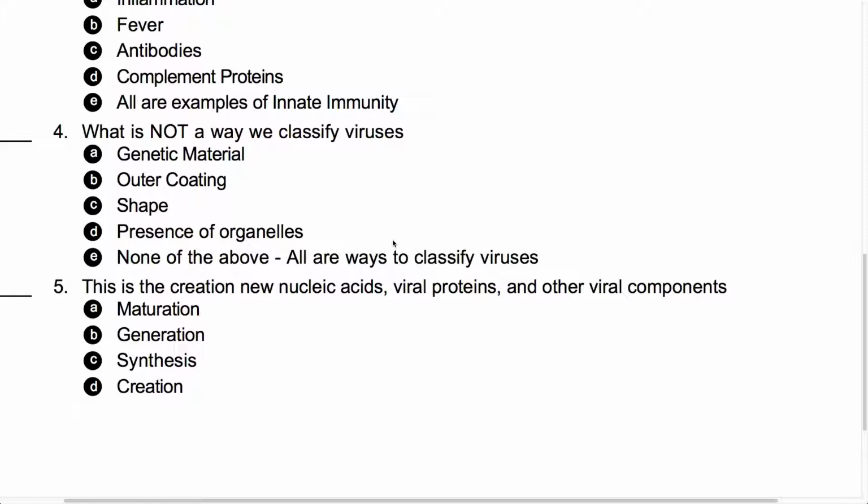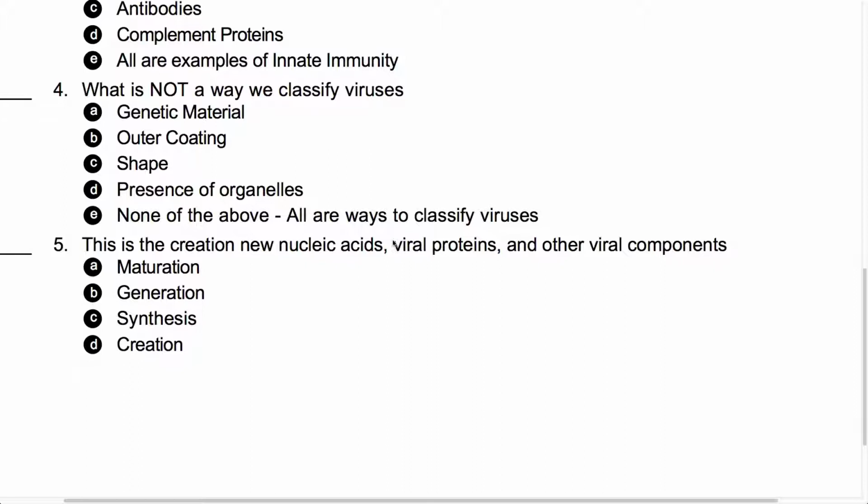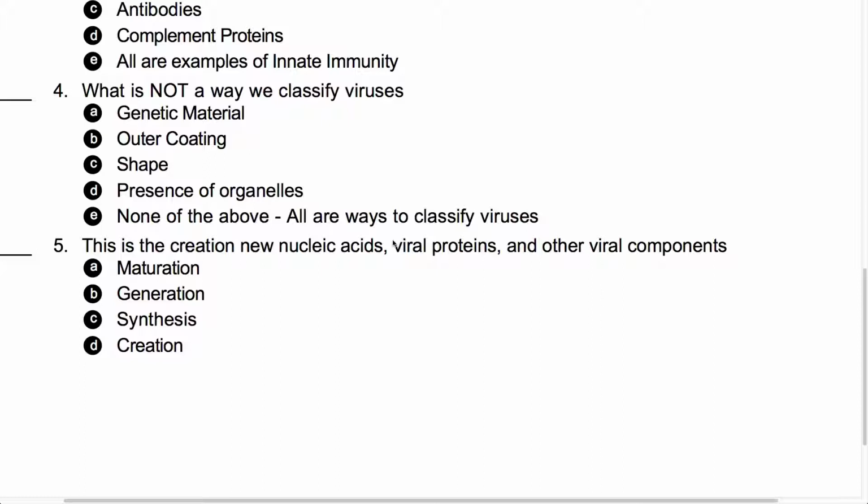Because viruses, by their very nature, do not have organelles, so we won't use that as a means of differentiation. Creation of new nucleic acids and viral proteins and other components is what? Not maturation. Maturation is going to be the assembly of those. Synthesis. So maturation is when we take all those parts and assemble them into viruses. The synthesis is when we make those components.